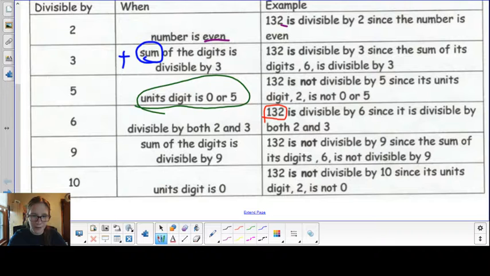9 is similar to 3. If you add them all up, remember sum means to add, and it's divisible by 9, then it's divisible. If the sum's divisible by 9, then the original number is divisible by 9. So since 132 adds to 6, and 6 is not divisible by 9, the entire number is not divisible by 9. And then for 10, the digit ends in a 0.